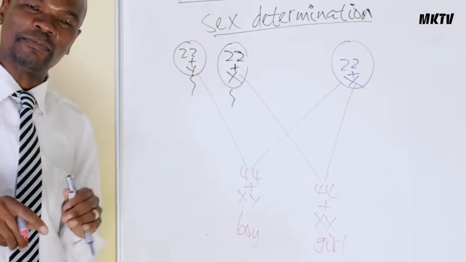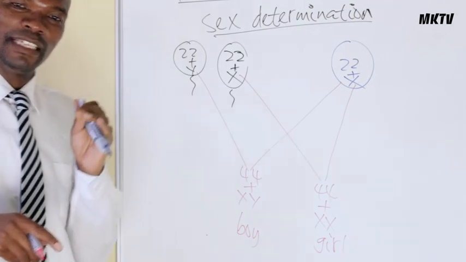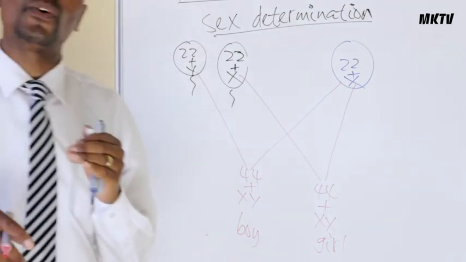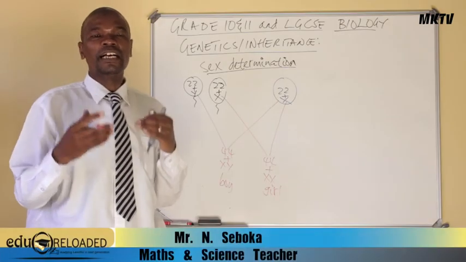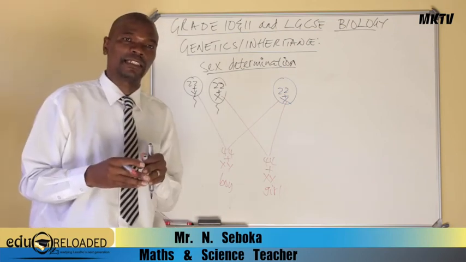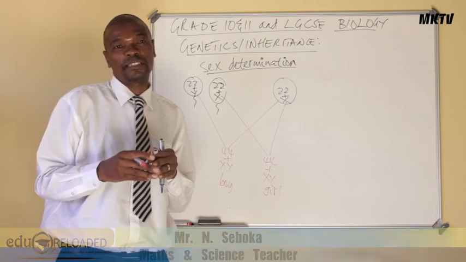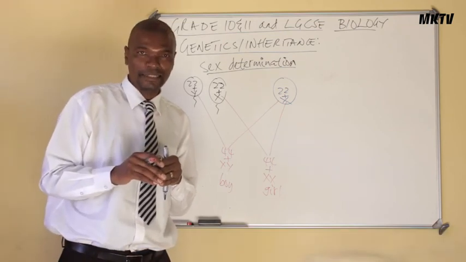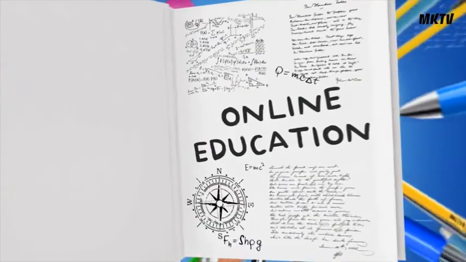Thank you so much, and from here we shall go deeper into what we call complete dominance. How do we inherit some of the characteristics that we have? And then we are going to take some examples, and then we shall see. Thank you.